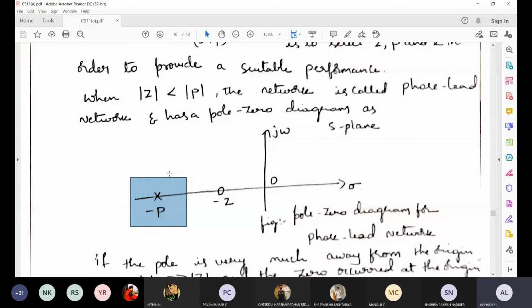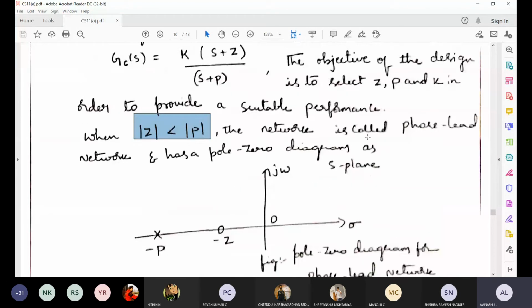In other words, when you are plotting the pole zero diagram in the S plane, it will be minus Z, so the value of Z should be higher than P. For simplicity, we take that the modulus of Z should be less than the modulus of P. When this happens, phase lead is going to happen.